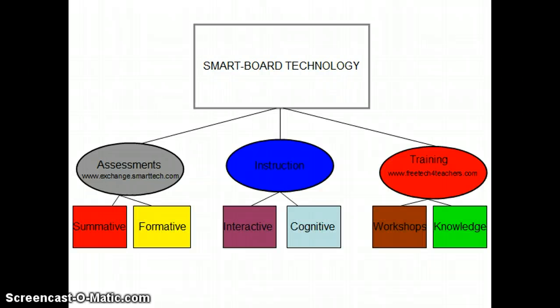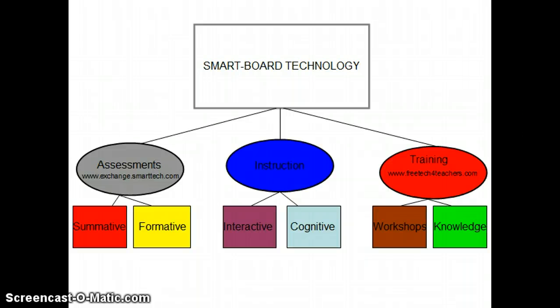This third slide shows the subheadings for my headings. For assessments, I have summative and formative. Summative is in red because it reminds me of red hot peppers and the fact that I don't like to eat red hot peppers, and also the fact that I don't like taking tests.